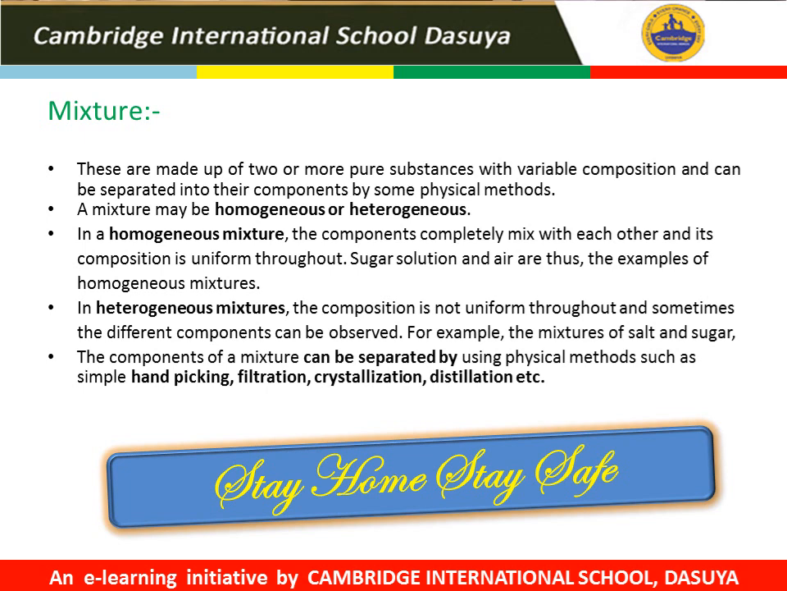In a heterogeneous mixture, the composition is not uniform. At times we can see the boundaries between the different components. For example, salt and sugar, or turbid water, are heterogeneous mixtures. The components of a mixture can be separated by physical methods such as hand picking, filtration, which we have already discussed, crystallization, and distillation. These are some of the methods by which we can get the components back again.